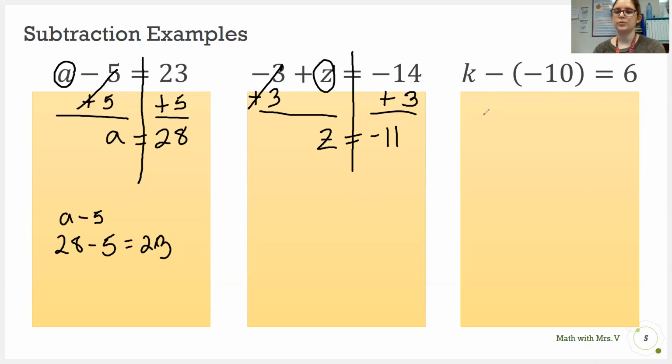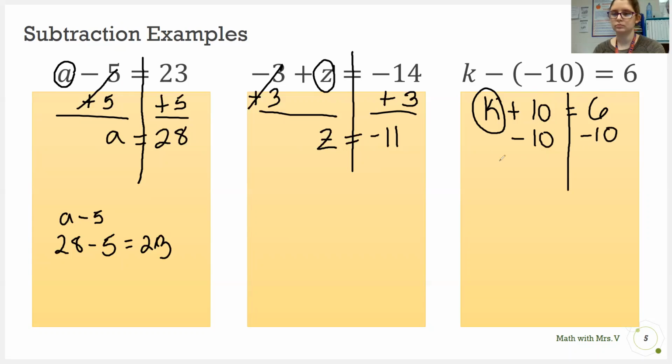Okay, last example. With this one, I would do like we did on the previous and follow your integer rules for subtracting. So rather than saying k minus -10, let's say k plus 10 equals 6. Put in our line, circle our variable. Opposite of addition is subtraction. Positive and negative of the same number make a 0. K equals, okay, this is a +6.